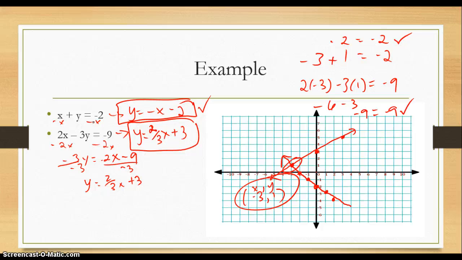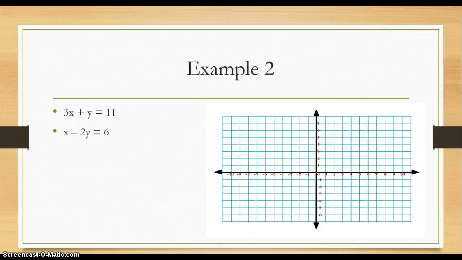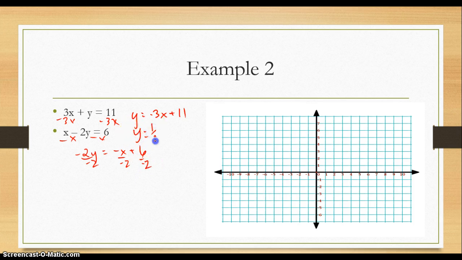So let's try one more. 3x plus y equals 11. Subtract 3x. Y equals -3x plus 11. Subtract x. We get -2y equals -x plus 6. Divide by -2. So I get y equals 1/2 x minus 3.